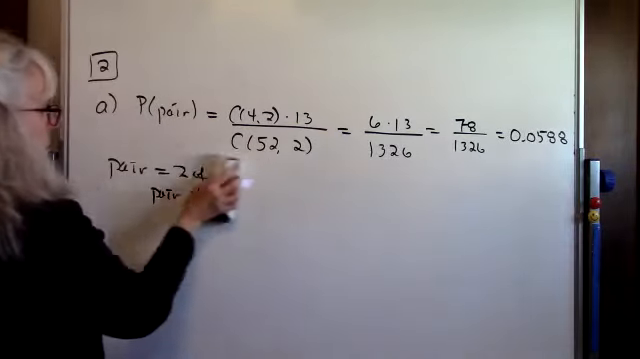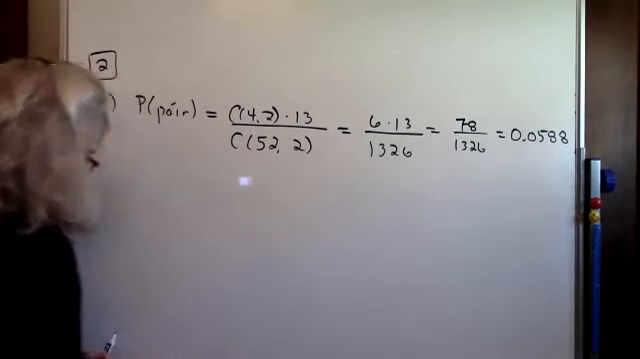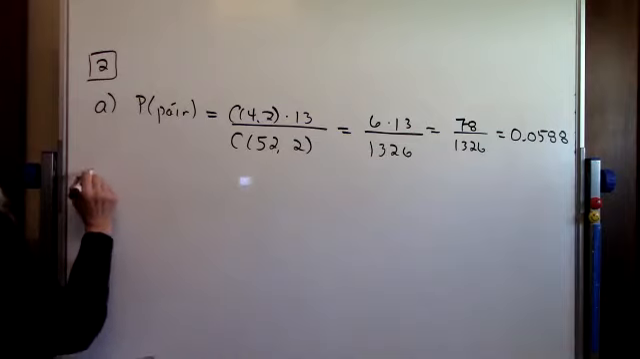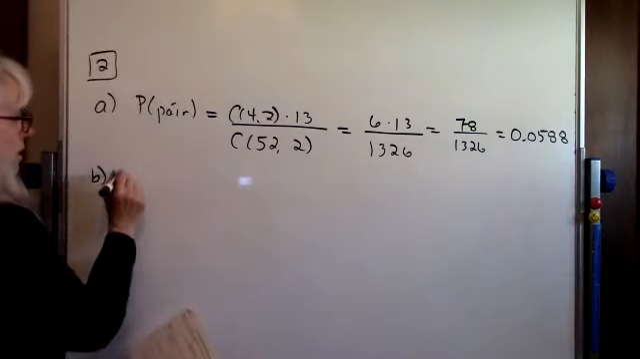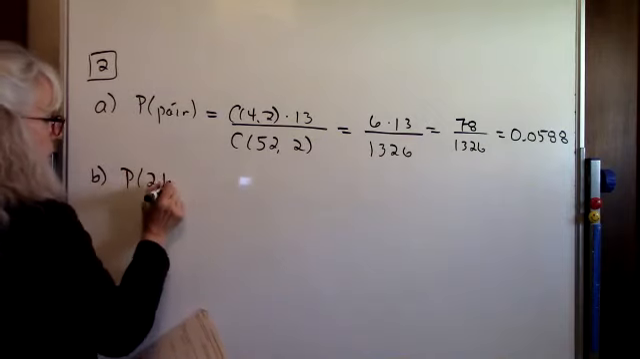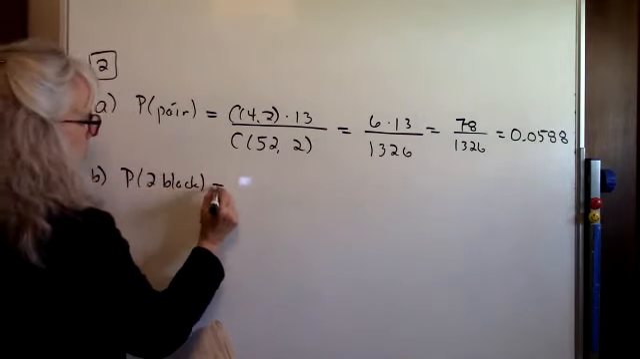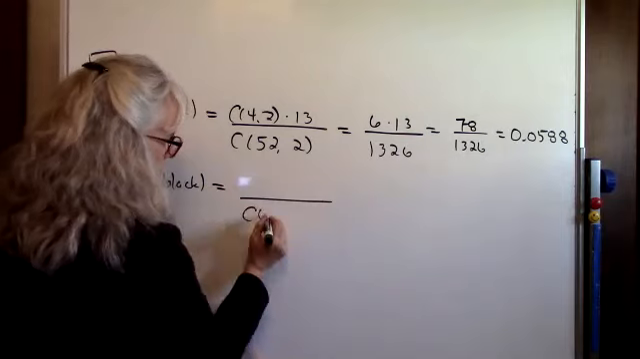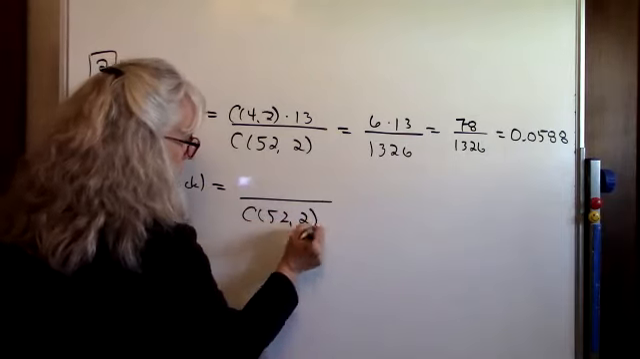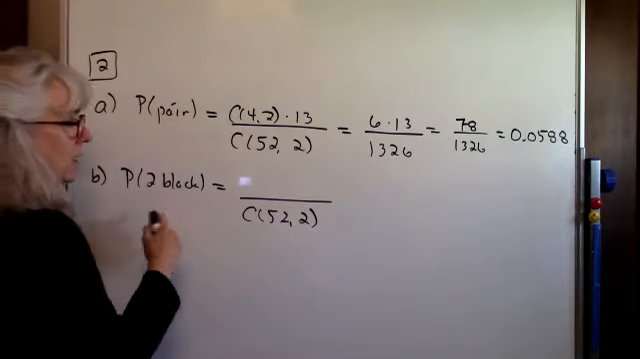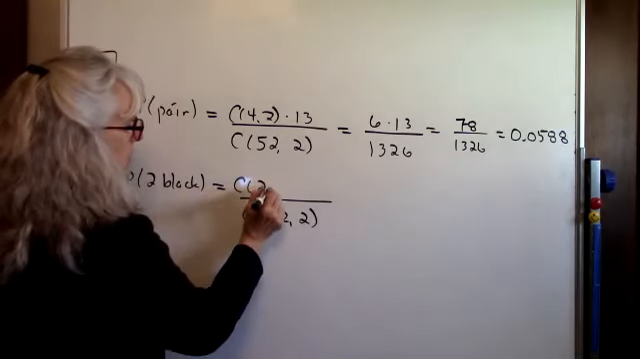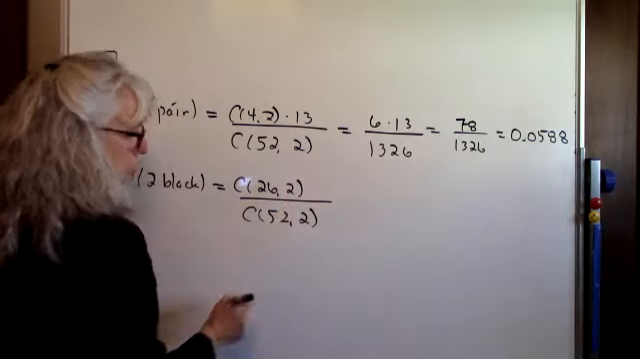Part B on that problem says 2 black cards are drawn. So now we're looking at the probability of 2 black cards. So the denominator is still going to be the combination of 52 choose 2, picking 2 out of the 52, order doesn't matter. But now we need the black cards. Well, there are 26 black cards in the deck, and we need 2 of those.